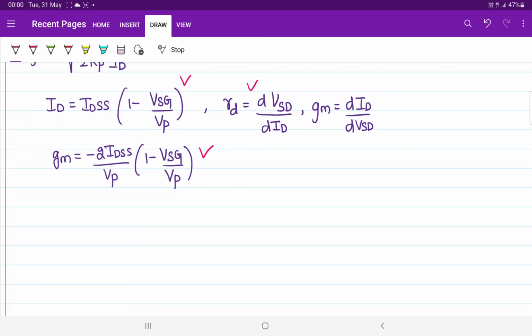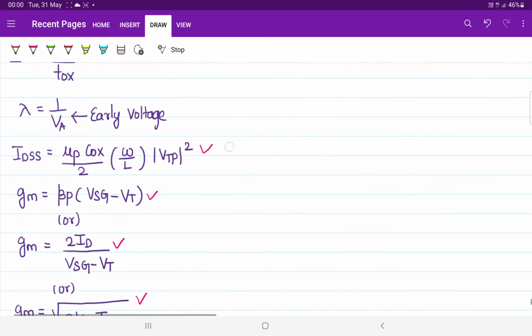Here we directly use Vp, which is called the pinch off voltage. I have also given the definition of pinch off voltage. Remember, threshold voltage and pinch off voltage are not the same. Threshold voltage means the MOSFET switches its region from cutoff to linear, whereas pinch off voltage means the MOSFET switches its region from linear to saturation. So there is a difference between these two, so don't get confused with all these formulas.